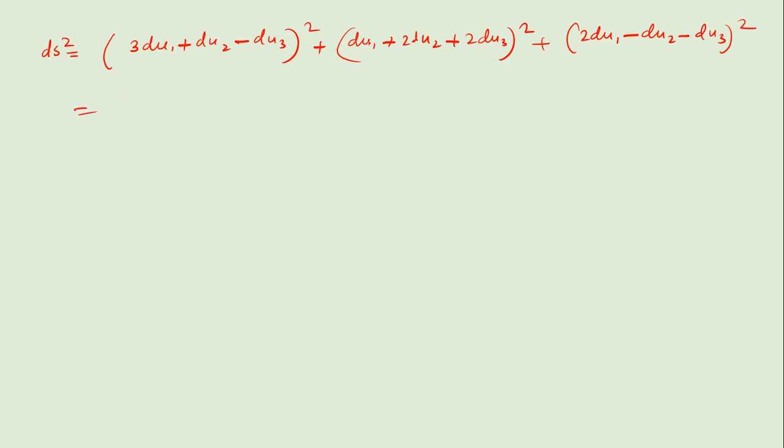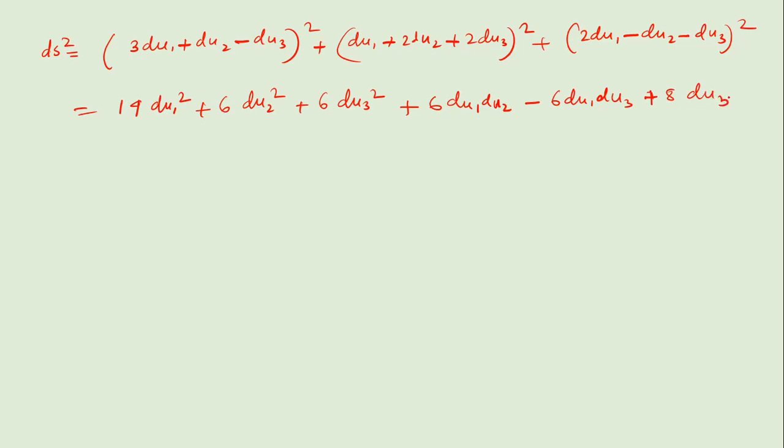So if you take this, this is 9, this is 1, and this is 4, that is 14 du1 square. Similarly, this is 1, 4 and 1, this is 6 du2 square. This is 1, 4, 1, that is also 6 du3 square. And for the cross terms, this is 6 du1 du2 and minus 6 du1 du3. Just rearrange this and you will get the answer. So this is the value of ds square.